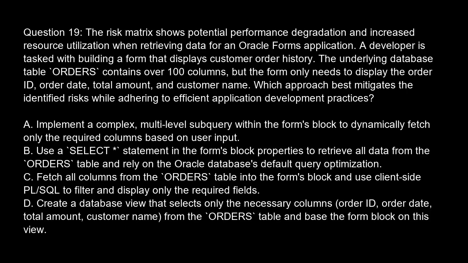Option A. Implement a complex, multi-level subquery within the Forms block to dynamically fetch only the required columns based on user input. Option B. Use a select asterisk statement in the Forms block properties to retrieve all data from the orders table and rely on the Oracle database's default query optimization. Option C. Fetch all columns from the orders table into the Forms block and use client-side PL/SQL to filter and display only the required fields. Option D. Create a database view that selects only the necessary columns, order ID, order date, total amount, customer name, from the orders table and base the form block on this view.